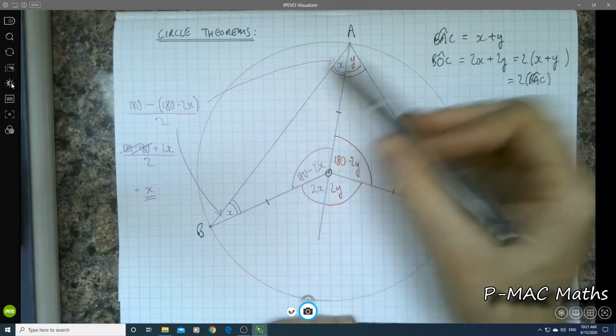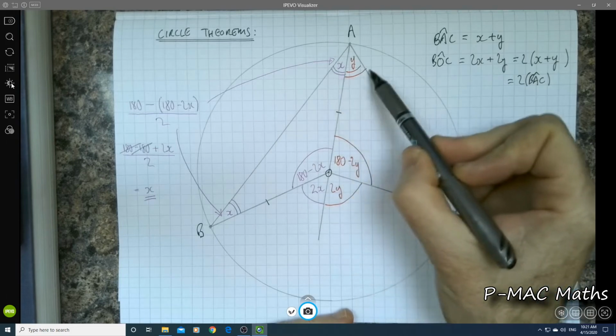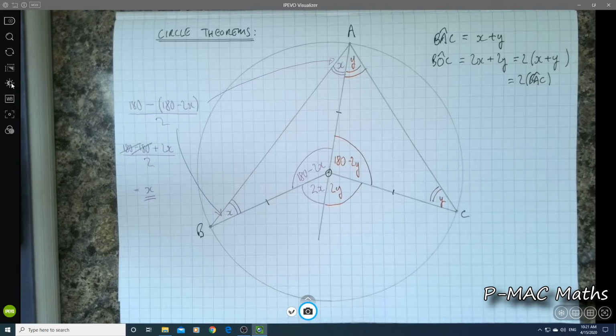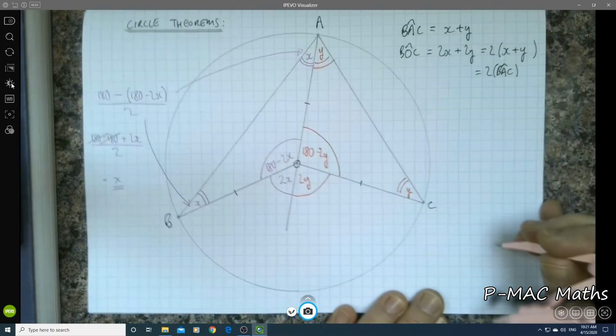So what we've shown with this proof is that this angle here is half as big as this angle here in the centre. So I'm just going to draw another little diagram down here as a little summary of that.